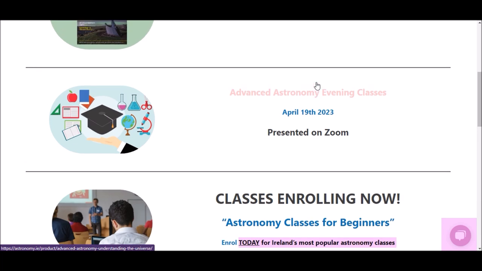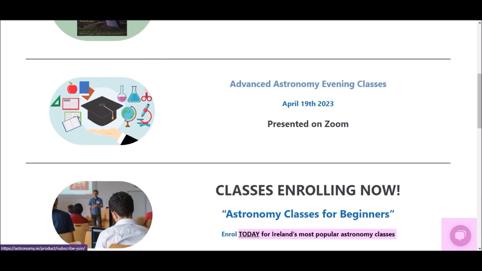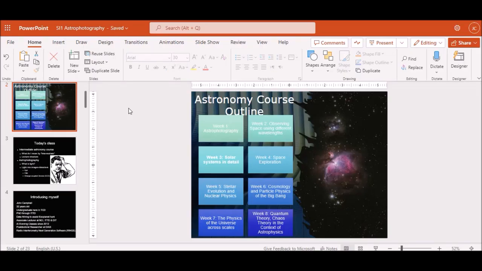So these courses are given by Astronomy Ireland. The outline of the course will be: week one, we're going to continue covering astrophotography, which we covered a bit in our class on telescopes. And then week two, observing space using different wavelengths.